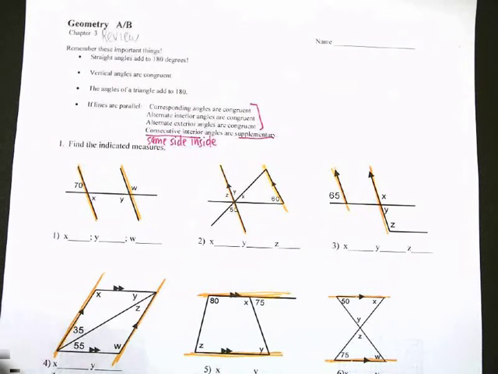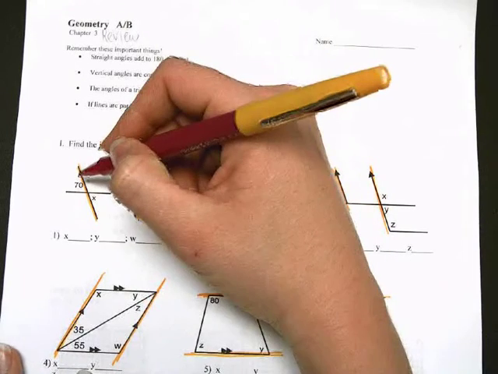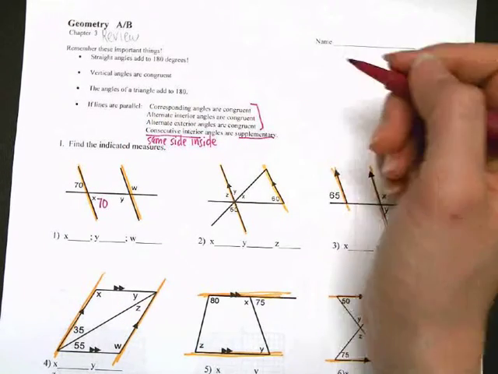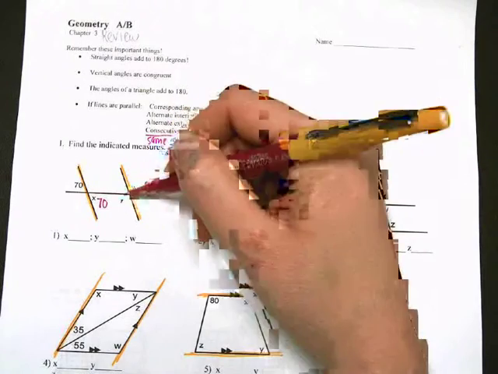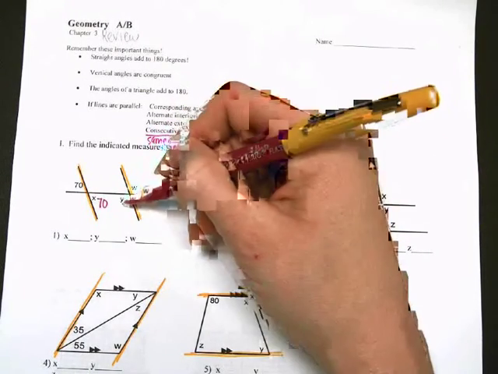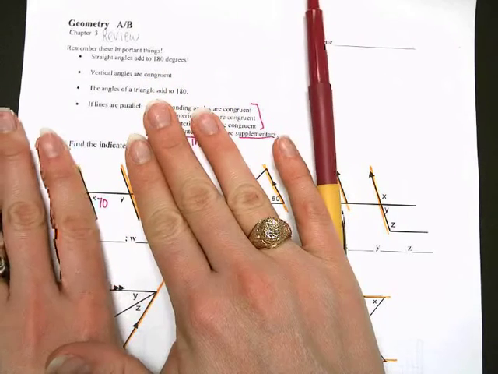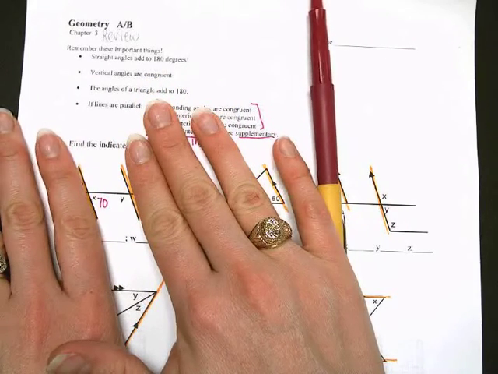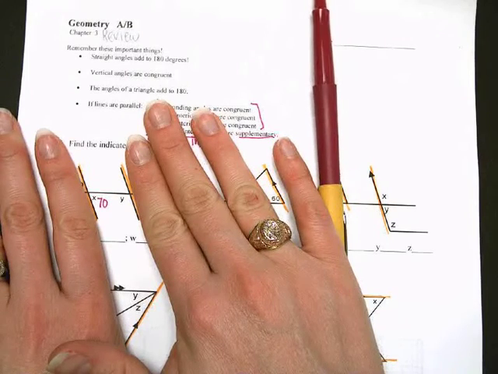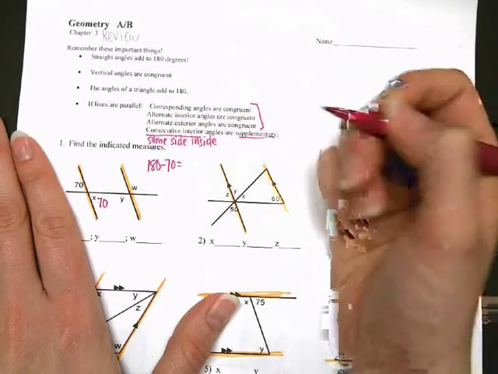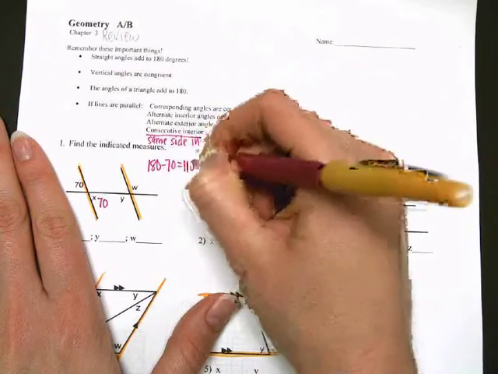So the first thing I want you to see is with number 1, 70 is vertical to the x. And we always know vertical angles are congruent. Then 70 and y are same side inside of those parallel lines. They're on the same side of the transversal, so they are supplementary. So we're going to take 180 minus 70, and that gives me 110 degrees for y.